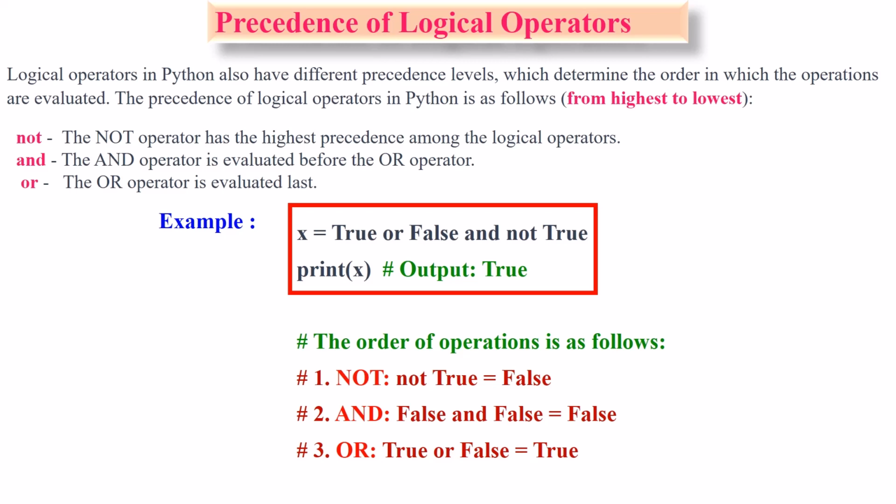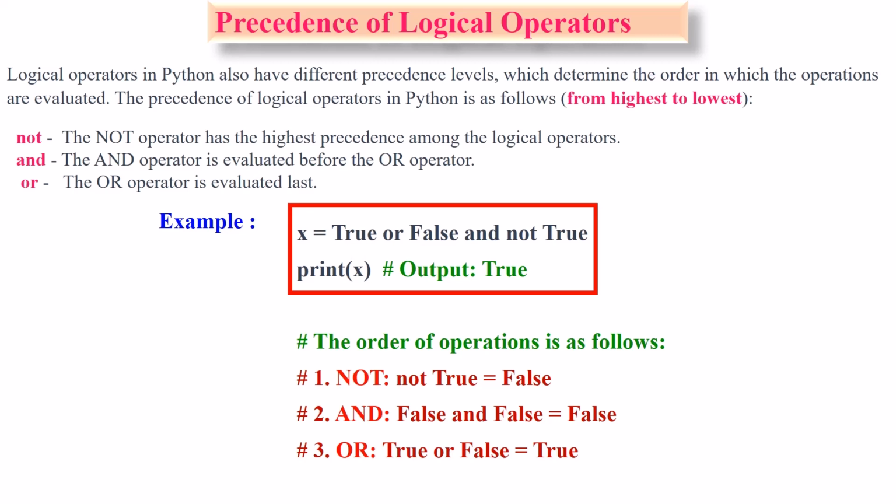Logical operators in Python also have different precedence levels, which determine the order in which the operations are evaluated. The precedence of logical operators in Python is as follows, from highest to lowest: not, and, or. Here's an example that demonstrates how the order of operations is determined by operator precedence. x equals true or false and not true, print x.